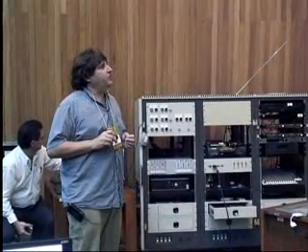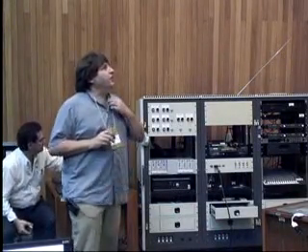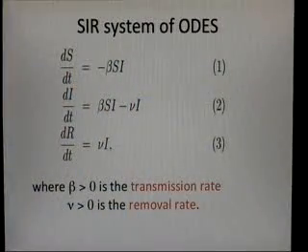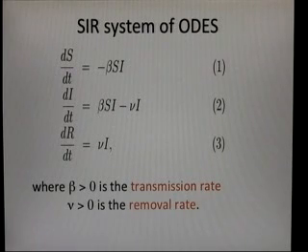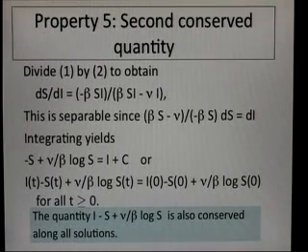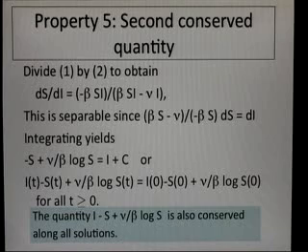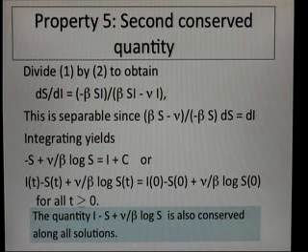Okay, so let's go back to the system and let's prove some more things. So the next thing I want to prove is the existence of a second conserved quantity. So what we're going to do is take this first equation and divide it by the second equation. So we have dS divided by dI is equal to minus beta S I divided by beta S I minus nu I, and we cancel an I. This is what you get. You cancel the I, and what you have is a first-order differential equation. dS dI is equal to something involving just S. So it's a separable equation.